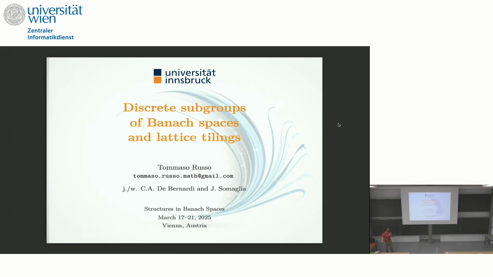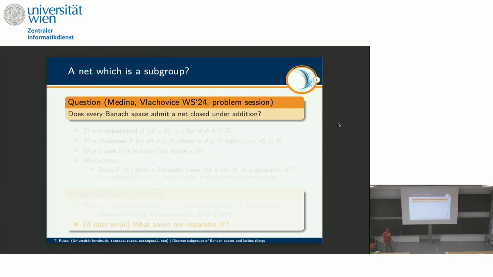And I will start with a question from Ruben Medina at the Winter School in Abstract Analysis, I think in 24, but I'm not 100% sure. Ruben came to the Tuesday/Wednesday evening problem session. He asked whether, if you have a Banach space, possibly infinite dimensional, you can find a net which is closed under addition? So if you have two vectors in the net, the sum of them is also a vector of the net.